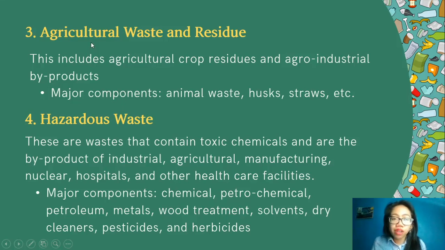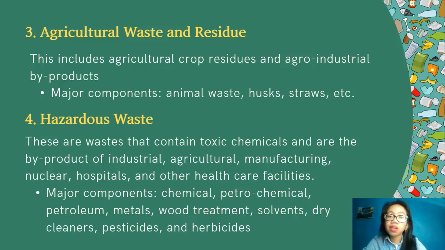Number 3, you have your agricultural waste and residue. So things from your crops that you can no longer use. For example, the example of the corn again. We don't use the whole plant of the corn. So you take the corn product and discard the rest of the plant. So the rest of the plant is considered as waste.